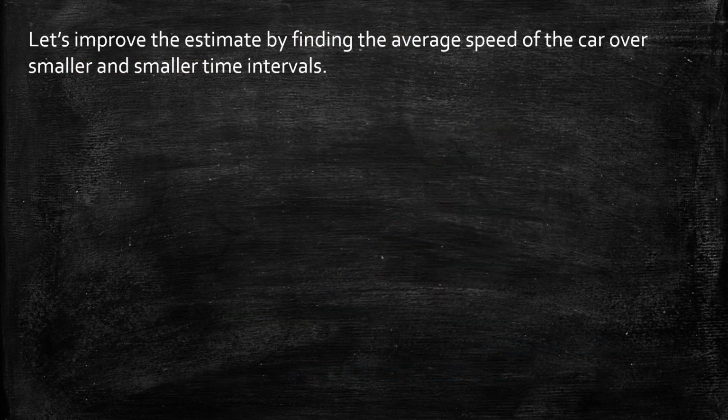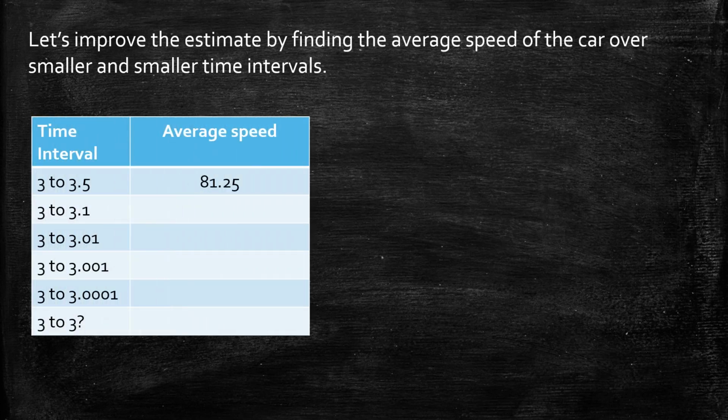So let's improve our estimate of the instantaneous speed by finding the average speed of the car over smaller and smaller time intervals. So I picked the time interval 3 to 3.5 before. That was sort of arbitrary. Why not make it a smaller interval? So in this table, you see that the average speed we just calculated was 81.25 miles per hour from 3 to 3.5 hours. And we are going to improve this estimate by making smaller and smaller time intervals.